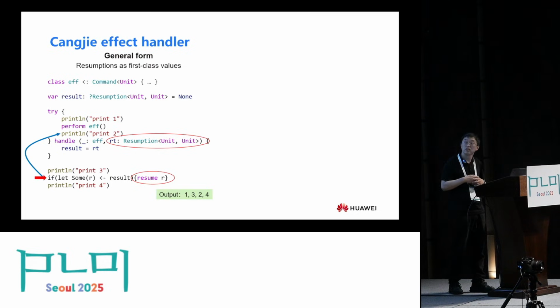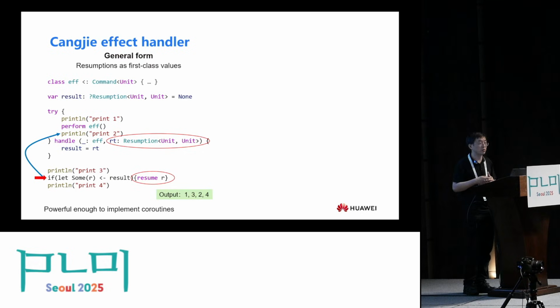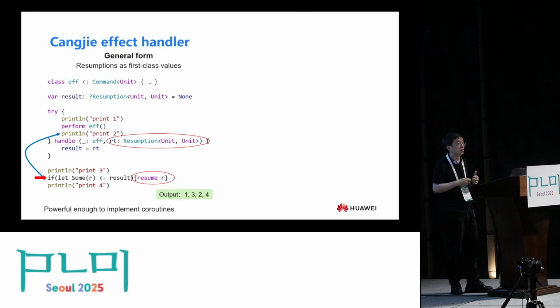Then later on, we can use this resume to jump back to the place where we perform the effects. So we know this is a very powerful language feature which can be used to implement all kinds of control abstractions like coroutines. But at the same time, it could be overly expressive. People may abuse this to write unreadable code.